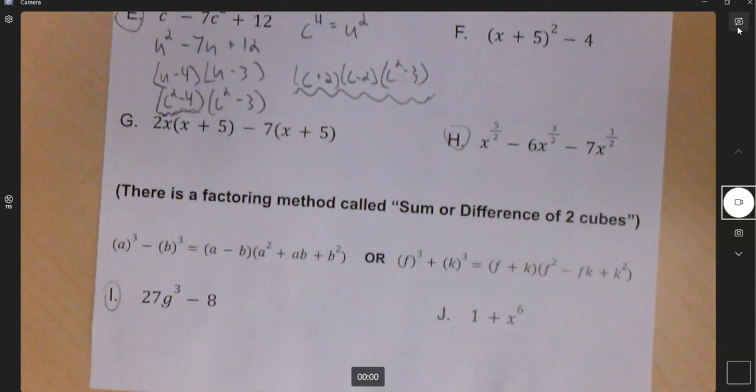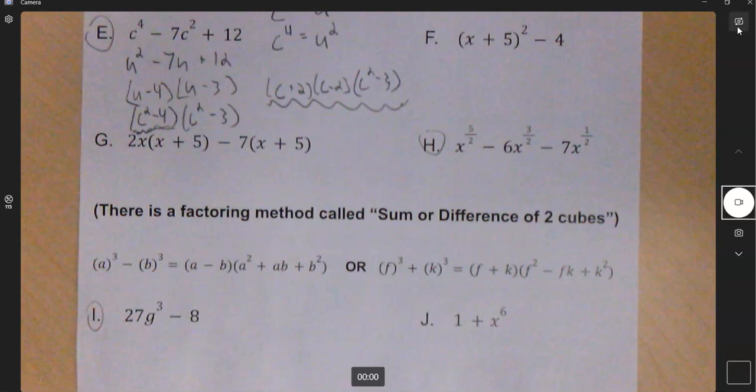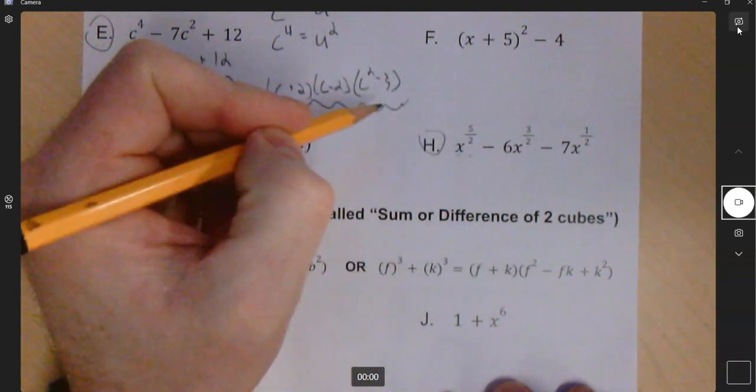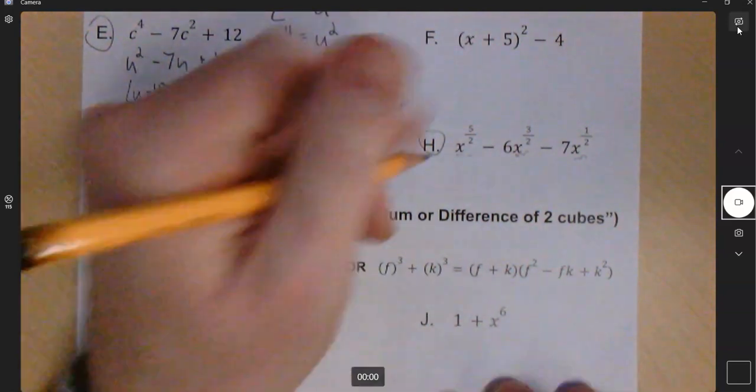Moving on to H. H doesn't look like anything I've ever seen before. That's from your point of view. Obviously, I've seen it before. But it's a GCF. If I'm looking at this, this has x to the 5 halves, 3 halves, and x to the 1 half. They all have an x to the 1 half power.